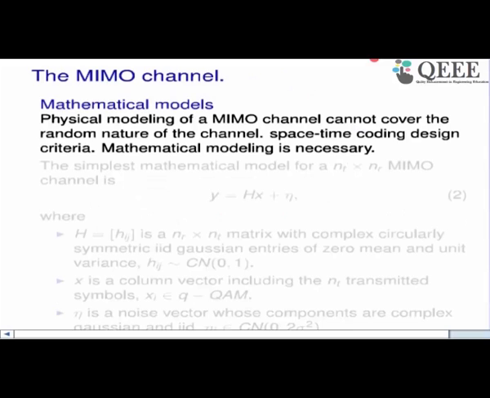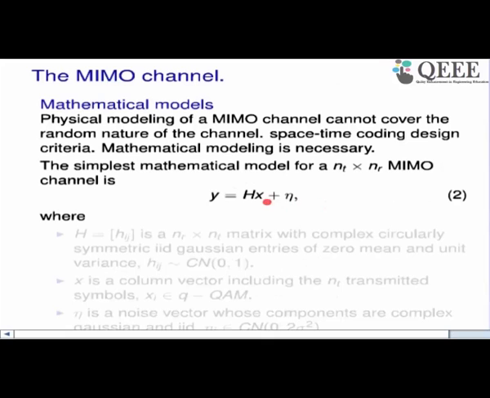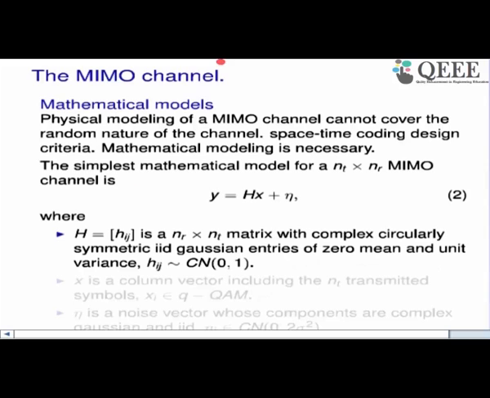But it is not sufficient to completely characterize the fading channel. This is because the coefficients have a random nature, and there has to be some mathematical model for this random nature, and that comes from probability and random processes. So here, in addition to this H, the coefficients h_ij vary as complex Gaussian random variables with zero mean and variance 1.